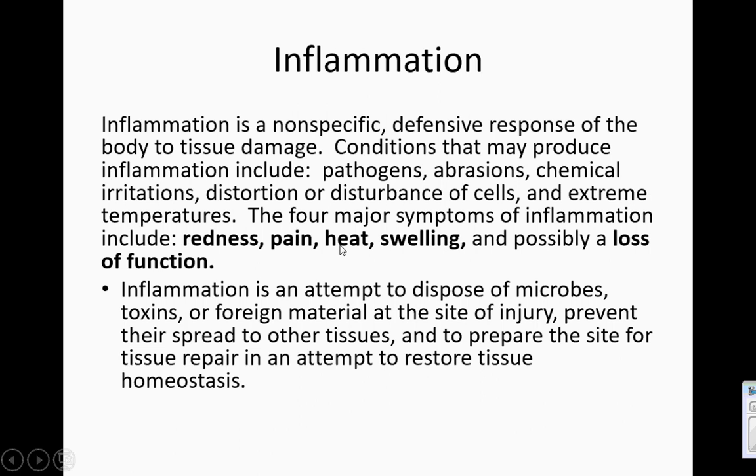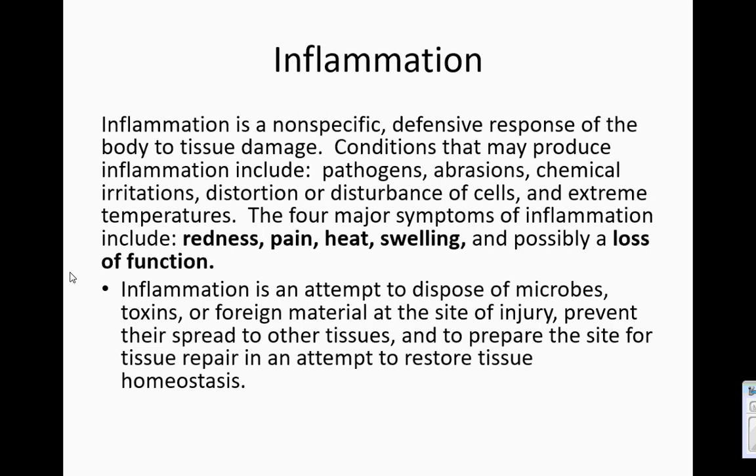But if you have like a broken leg and you have inflammation occurring at a very high level, you're going to feel some heat radiating out from it. And possible loss of function occurs. Well, that would be like if you broke your leg. That's obvious. But like swelling can become so bad in cases like a sprained ankle, your foot might not work the way it's supposed to. So very, very extreme cases where you see loss of function.